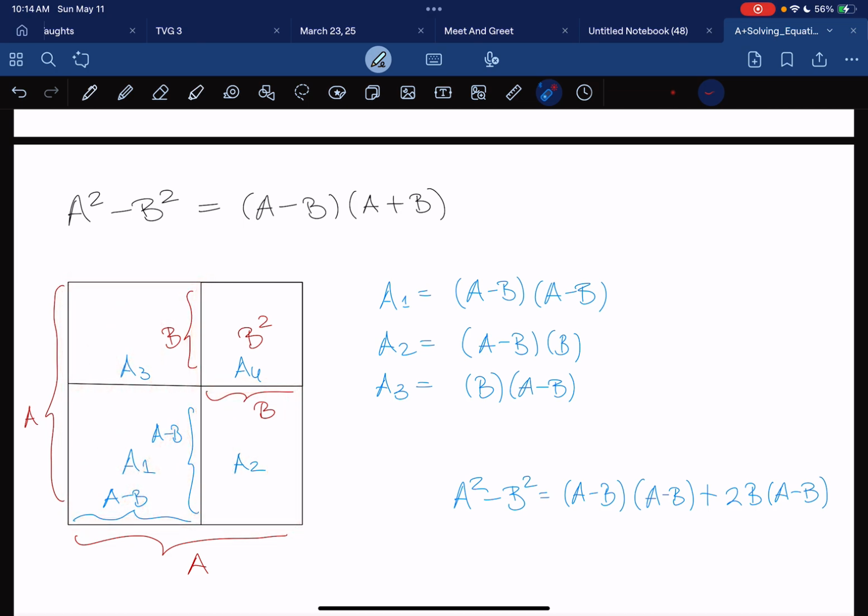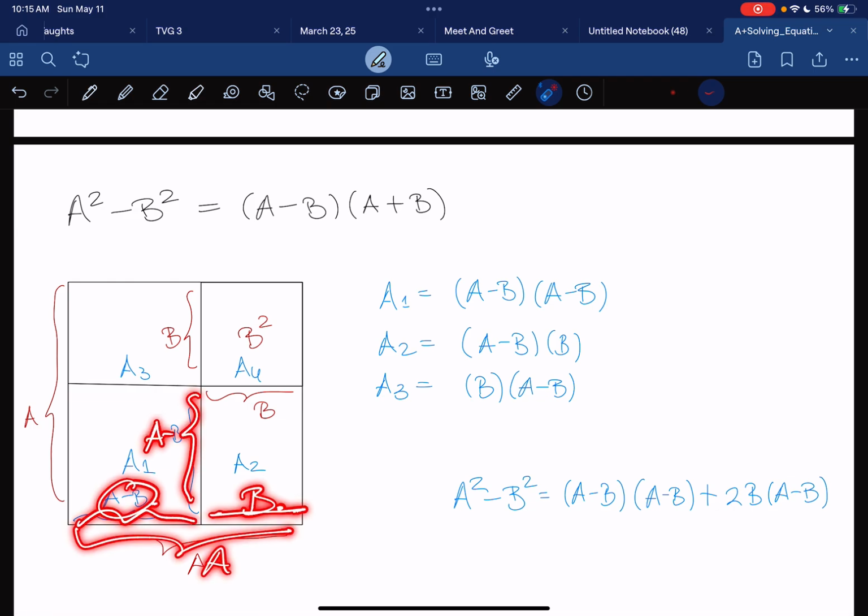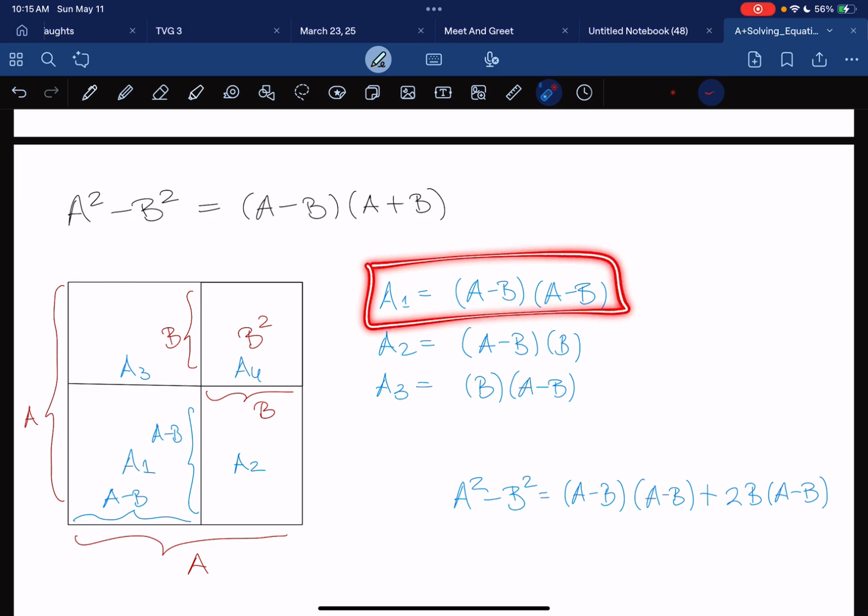There's a long way where we first calculate the area of this square, and you can see that its base is a minus b. The total length is a, but if you subtract the length here, which is b, we have a minus b. The same thing goes for the height, a minus b. So in total, the area of A1 is a minus b times a minus b.